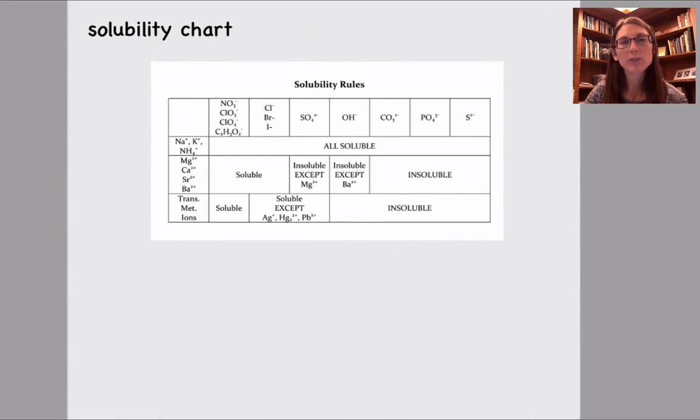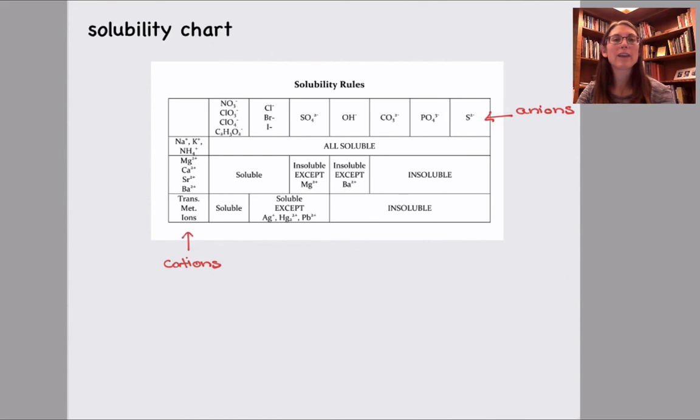And this little solubility chart does a nice job of summarizing that. If you look at this chart, you will see that there are the cations, so the positively charged ions, that might be part of an ionic compound, and then there are the anions along the top. And to determine whether a particular ionic compound is going to dissolve, you just look for the intersection on this little chart between your anion and your cation.